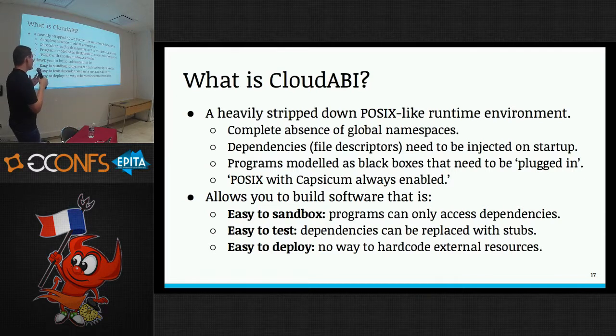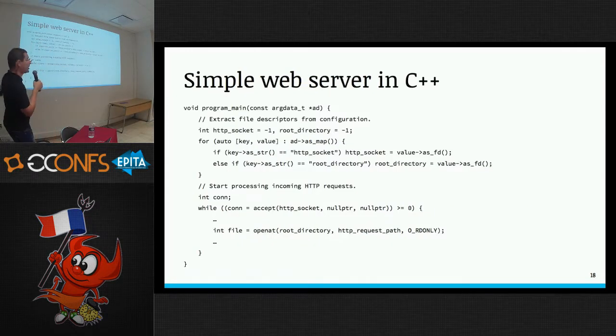And also because all of the dependencies are known up front, you can deploy them a lot easier, because you have an inventory of what kind of things they use. So on the next slide, there's an example, a simple C++ web server that is built on top of CloudABI.